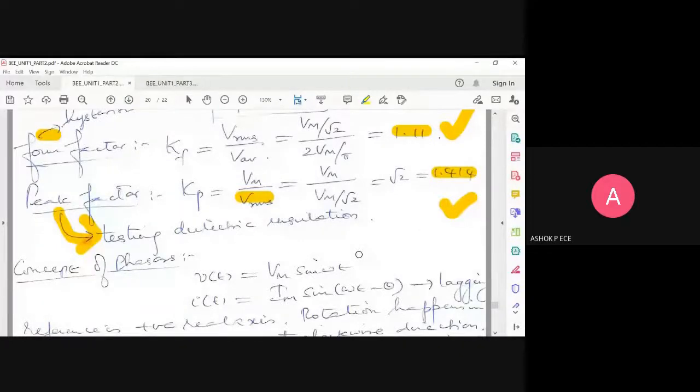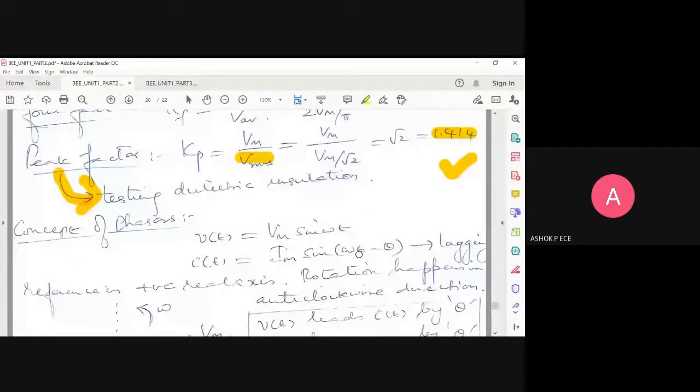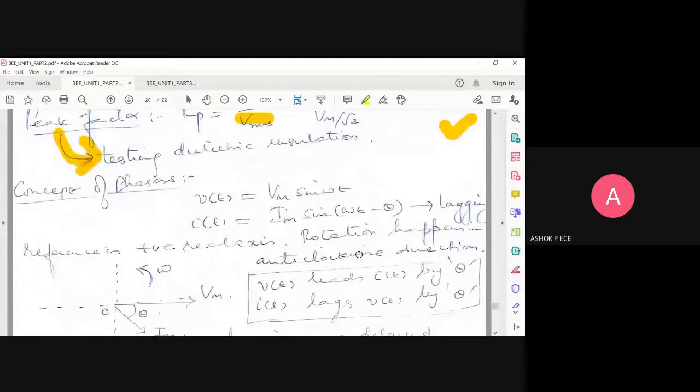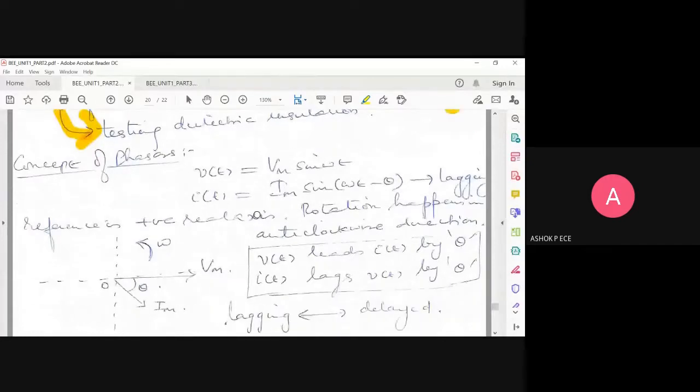Now we are going to go back to phasors and see how we can draw two phasors and find the angle between them properly. So listen to this carefully. In units 3, 4, 5, we will be drawing a lot of phasor diagrams for transformer, DC motor, and other things. At that time these concepts will be really helpful to you.